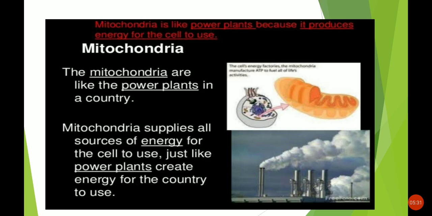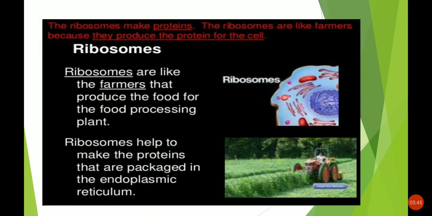So next, mitochondria. Mitochondria are like power plants because they produce energy for the cell to use. Next are ribosomes. The ribosomes make proteins, which is very important for the cell. The ribosomes are like farmers because they produce the protein for the cell. The farmers are the backbone of our country. In the same way, ribosomes are also very important for the cell because they make proteins.